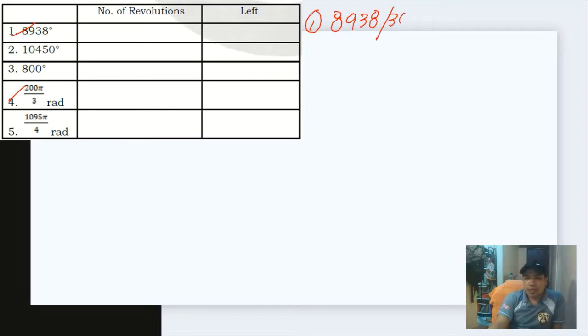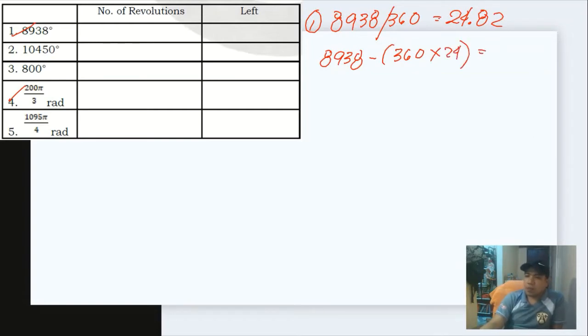8938 divided by 360 is equal to 24.82. Then how much is left? 8938 minus 360 times 24, and that will give us 298. So in number 1, the number of revolutions is 24, and there will be 298 degrees left.